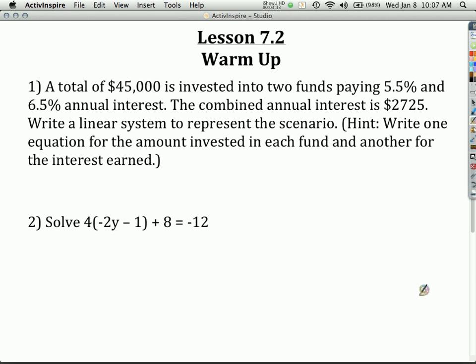Reading time, colored pens. Number 1 is a review of the last lesson. Number 2 is a review of a concept from long ago.